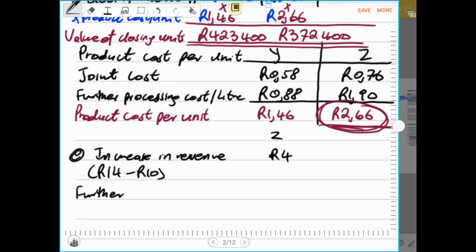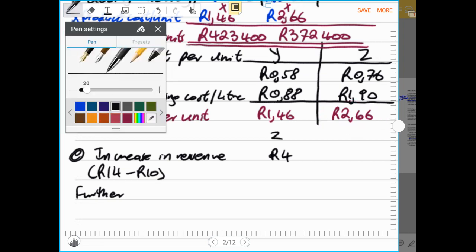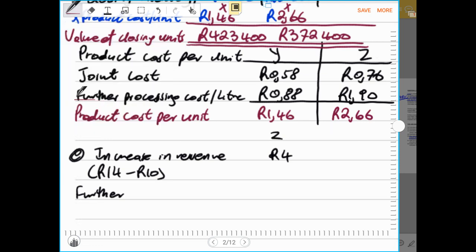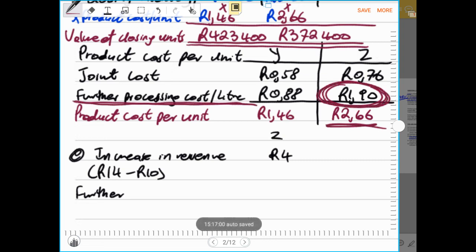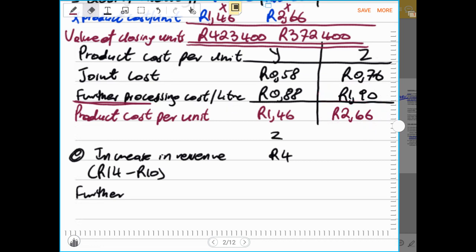And further processing cost, I think I explained it differently. Our further processing cost is 1 rand 90 cents, not 266, because 266 is the total cost. So the further processing cost for product Z is 1 rand 90. That is the further processing cost of 190, not the 266 that I explained previously. That was just a mistake, not an intentional error.